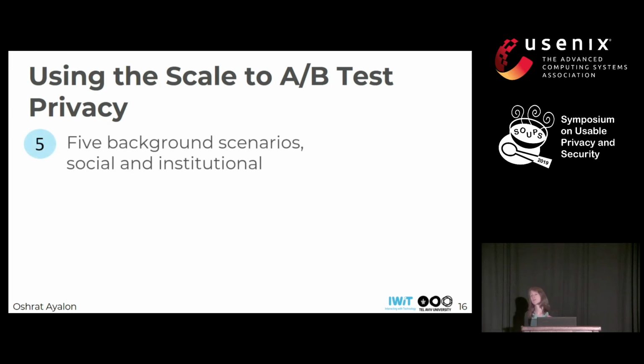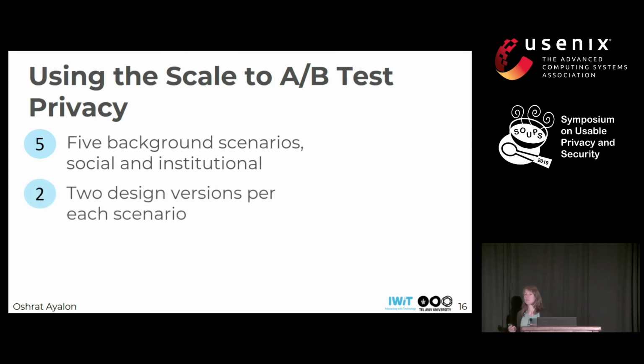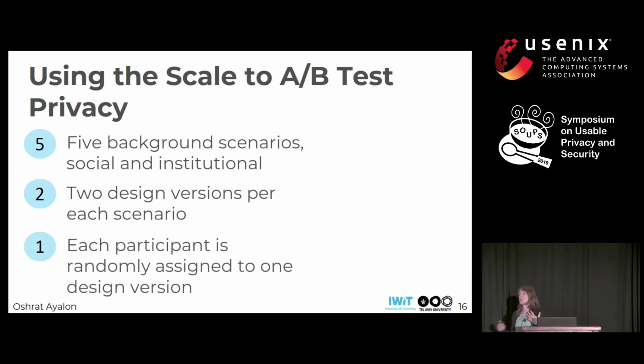So we developed 5 different scenarios. Each scenario represents an application. And since we want to explore whether our framework is applicable for both social and institutional privacy, we had 3 scenarios that covered social aspects, in which the privacy issue was the information flow between users, and 2 institutional privacy aspects. Per each scenario, we had 2 privacy designs. One is more privacy respectful than the other. Altogether, we had 10 conditions, and each participant was presented with 1 condition only.